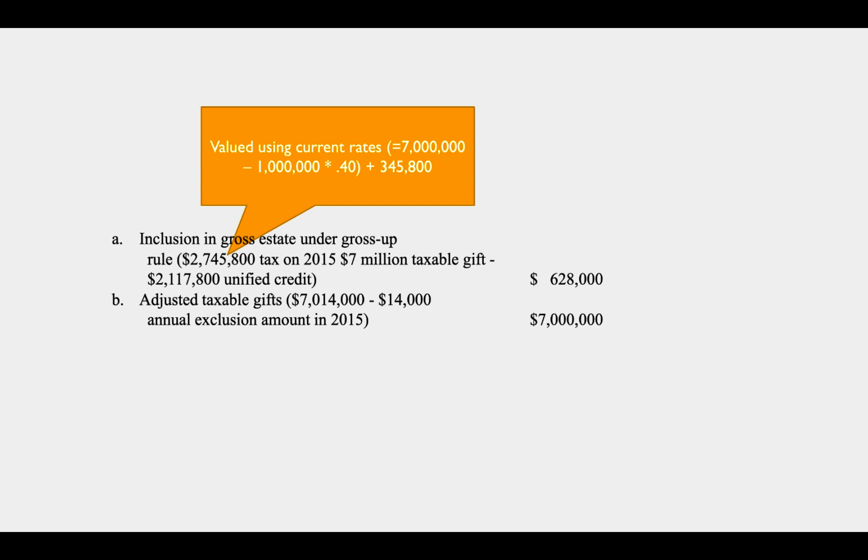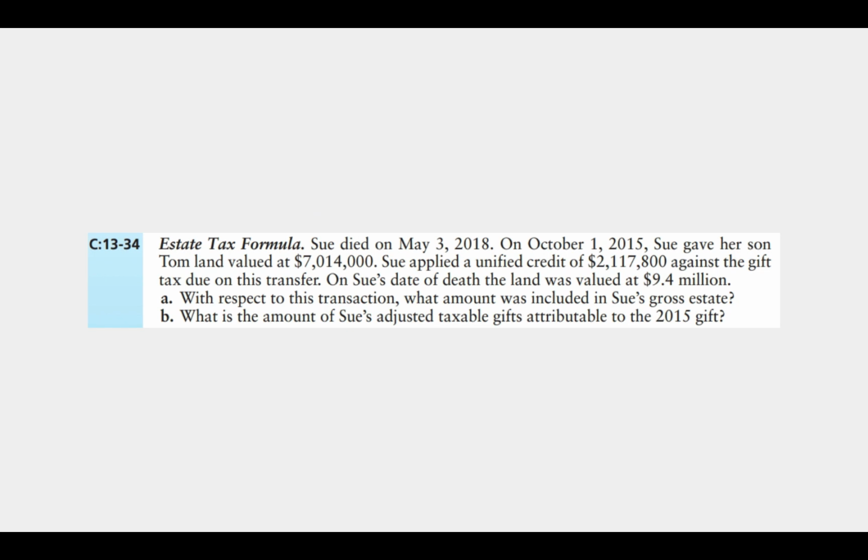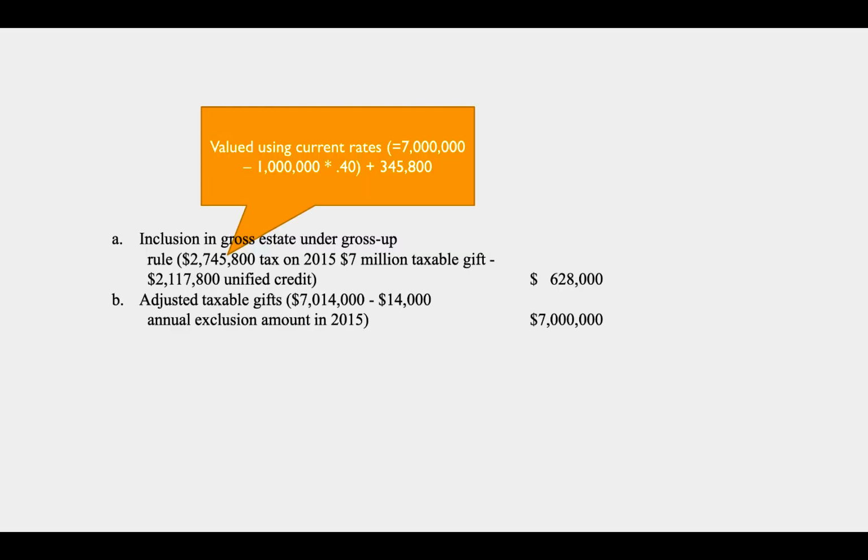To that, we add $345,800, and that's where we get $2,745,800 tax. Okay, from there, we subtract the unified credit that she used against the gift. That's given to us at $2,117,800. That's how we get this $628,000 gift tax value that must be added back to the estate, the gross up value.